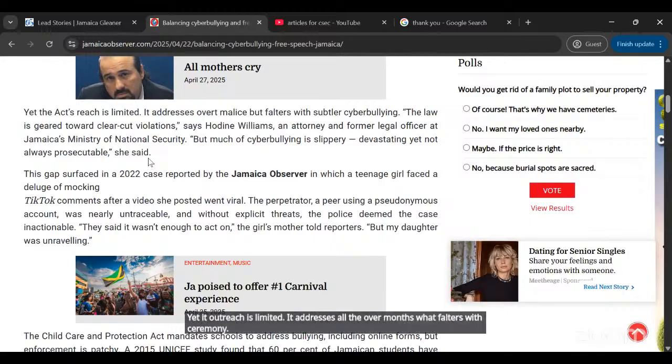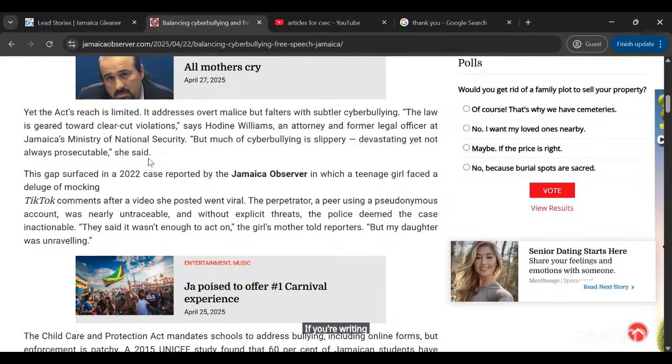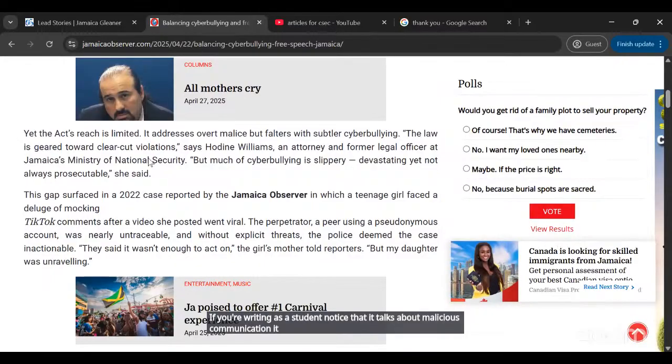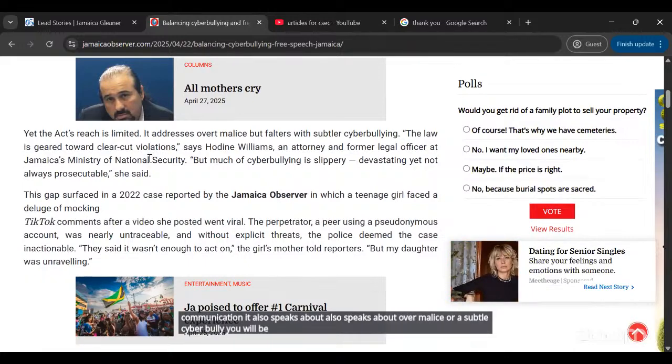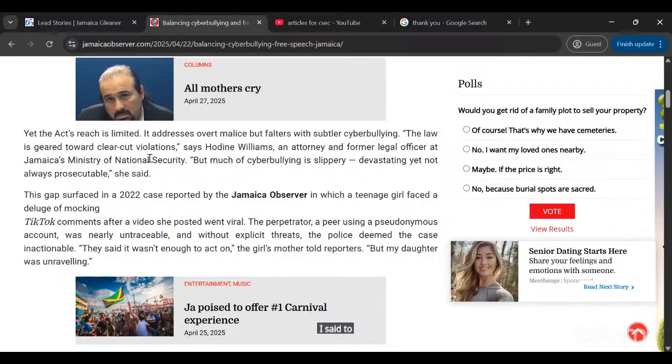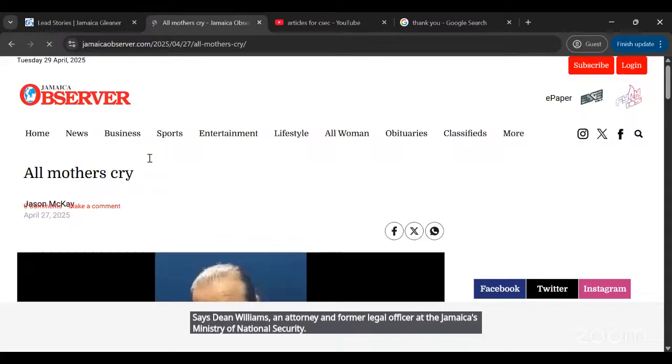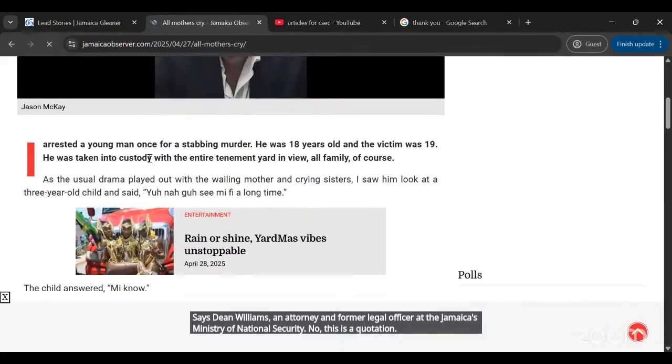So if you were writing as a student, notice that it talks about malicious communication. It also speaks about overt malice or subtle cyberbullying. You'll be explaining, and notice that as the writer writes, he's explaining these terms. I said to you that you could put quotation in your article. If you look here, the law is geared towards clear-cut violations, says Odine Williams, an attorney and former legal officer at the Jamaica's Ministry of National Security. Now, this is a quotation. This is a quotation from someone.